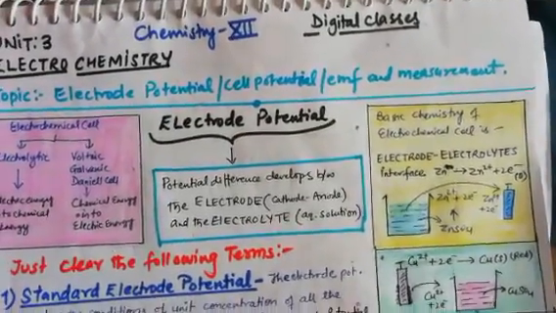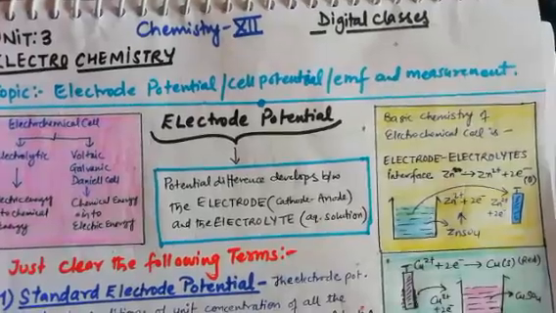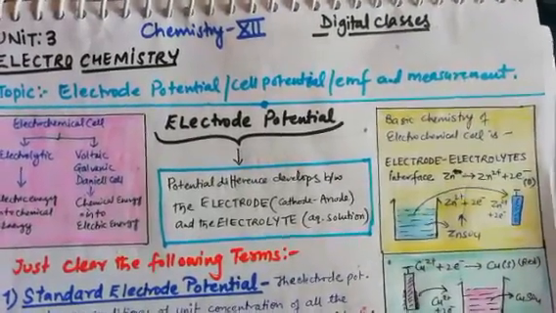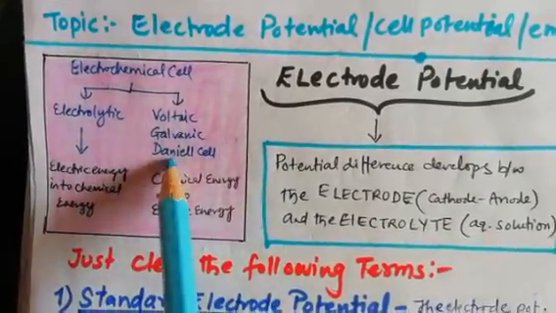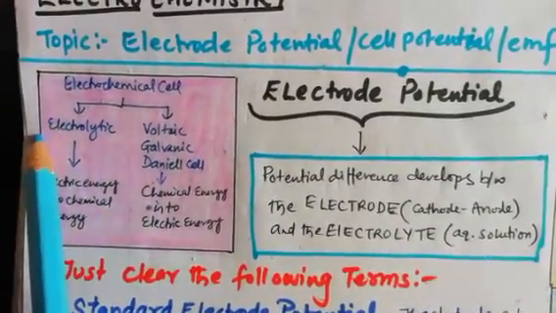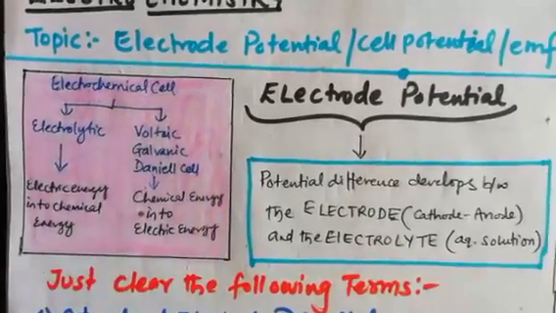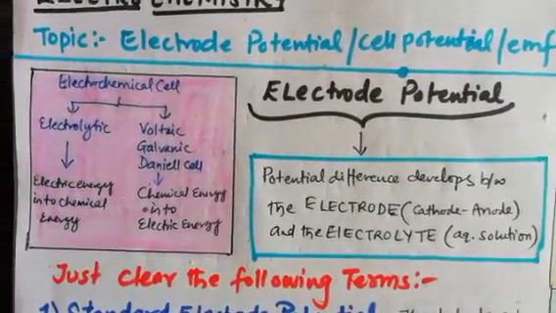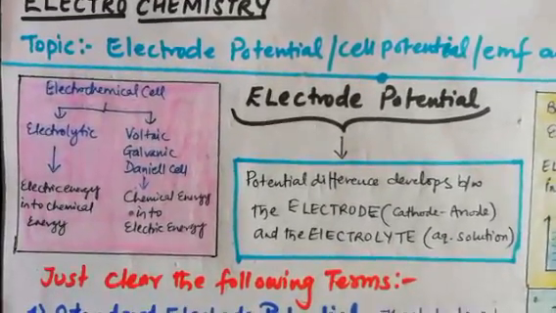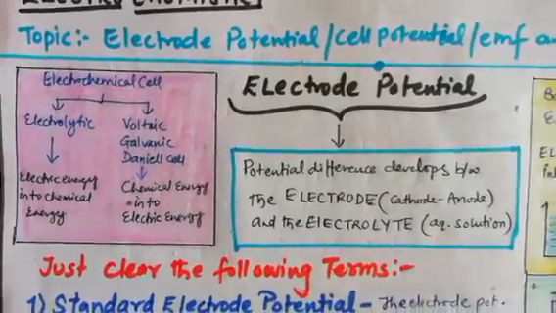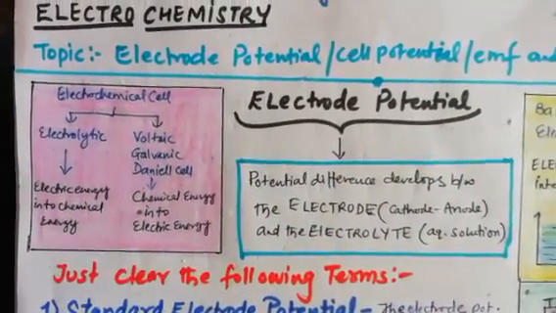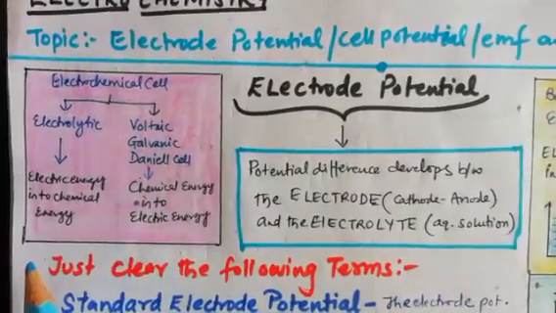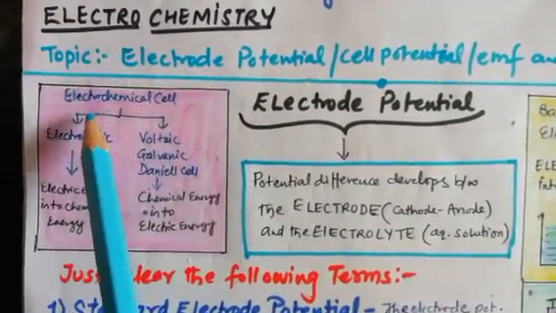This is very important to know about an electrochemical cell. An electrochemical cell is of two types, electrolytic and voltaic. First, let me tell you about electrochemistry. It is the branch of physical chemistry which deals with the study of conversion of electric energy into chemical energy or vice versa. The cell in which electric energy is converted into chemical energy, or chemical energy into electric energy, is known as an electrochemical cell.